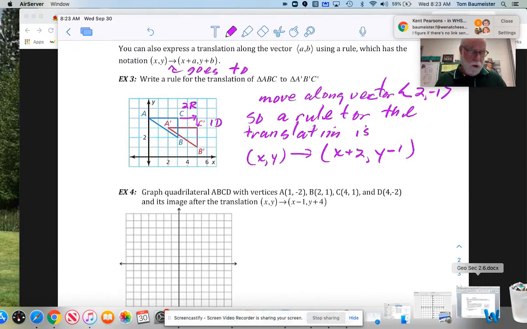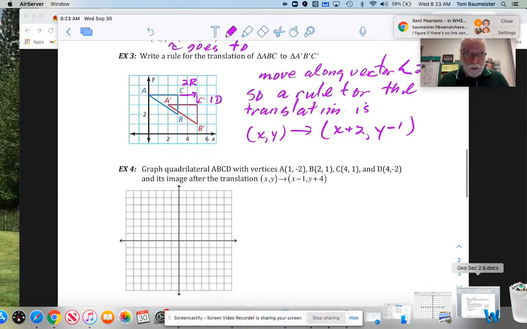Okay. Example 4. Graph quadrilateral ABCD with vertices A at 1 and -2, B at 2 and 1, C at 4 and 1, and D at 4 and -2, and its image after the translation x minus 1, y plus 4. So what we're going to say here is let's go ahead and make our quadrilateral.